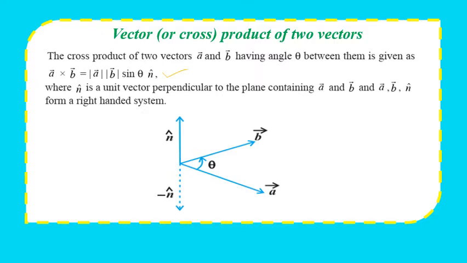In the figure you can see that we have two vectors A and B, and theta is the angle between them, rotated from A to B. You can see the direction of the angle theta from A to B. Then the resultant, vector A cross vector B, will be equal to mod A into mod B into sine theta n cap. N cap will give the direction of the vector product. Clear? So pause and note down this point.